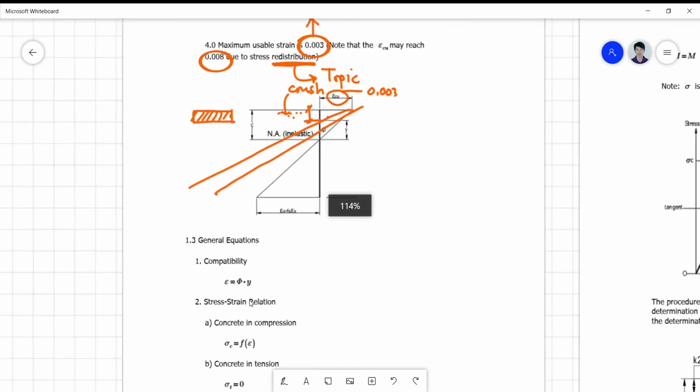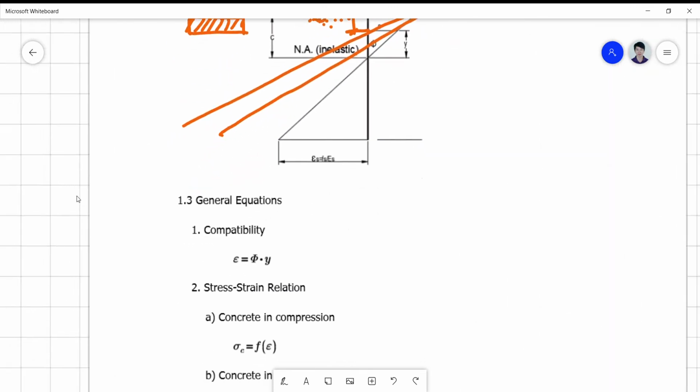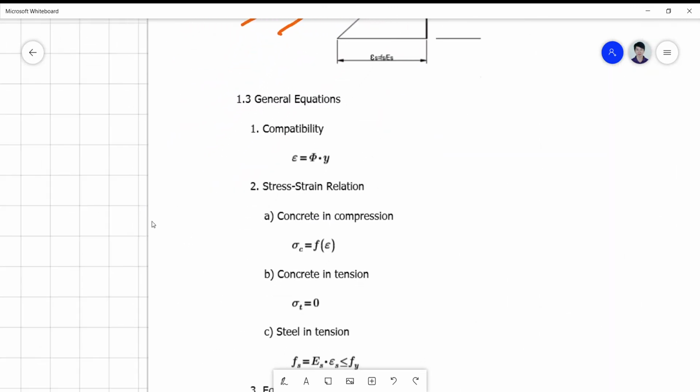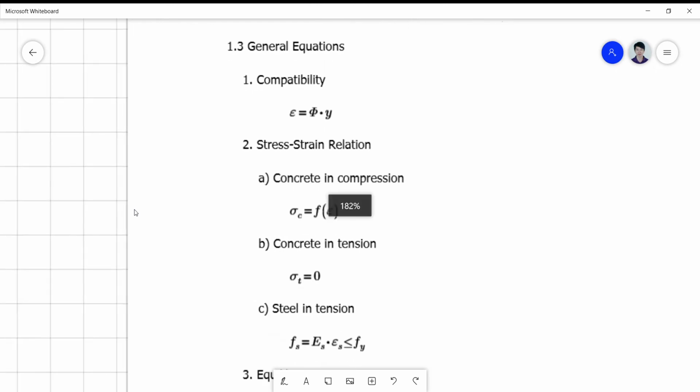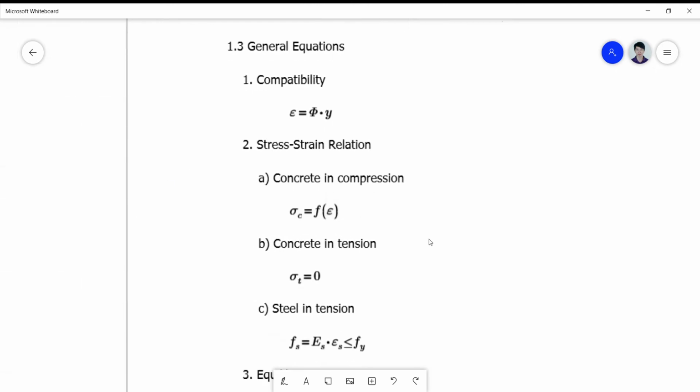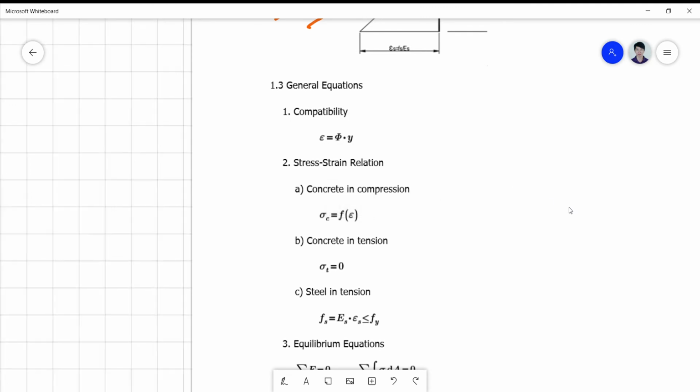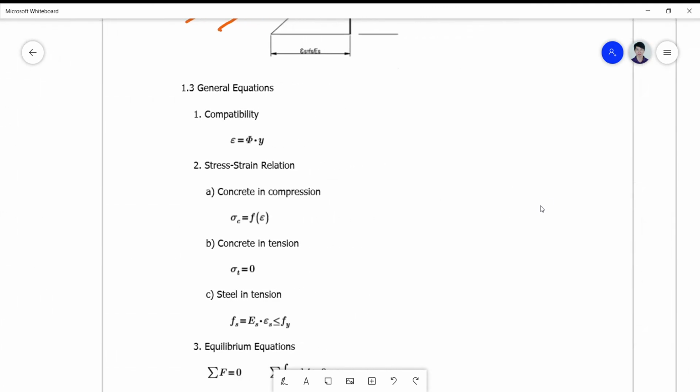Okay, we now have these general equations to deal with any structural analysis. It involves these three always. Okay, so take a look.